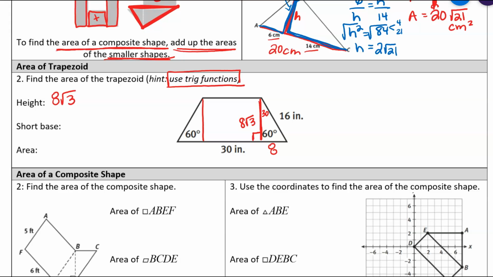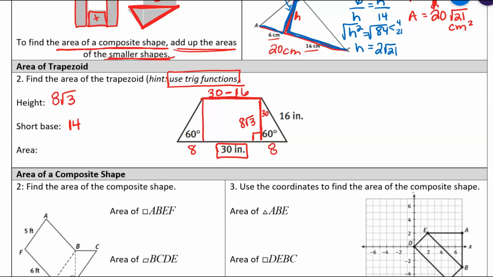Now the short base, this one's up here. This is the short base. Because now what has happened, this is now 8 and this is 8 and the total is 30. So in order to find this short base, we can say 30 take away 16, and that is going to give us 14 for the short base.